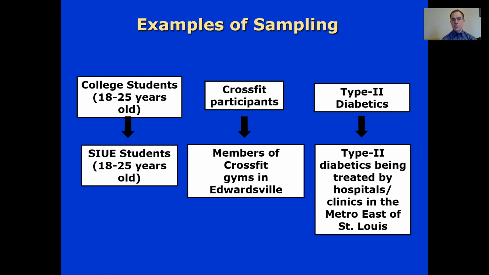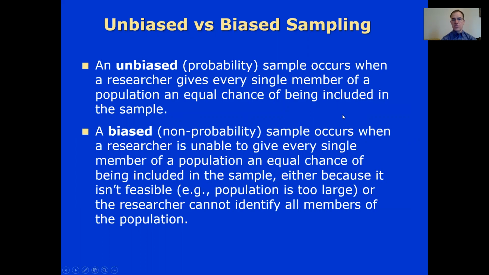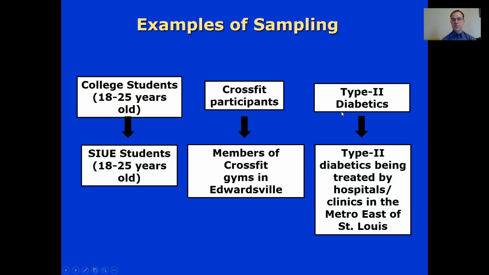There are other examples here in CrossFit participants or type 2 diabetics, where you're trying to infer from a smaller sample to a larger population. The reason, again, that using a sample is important is because it's unrealistic and very costly if you're trying to study an entire population. So that's why sampling is so important.